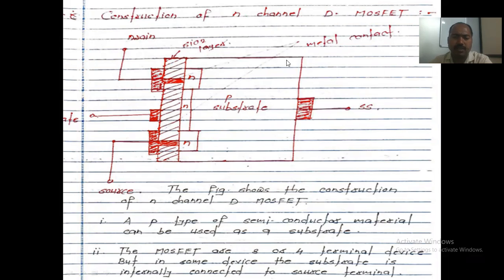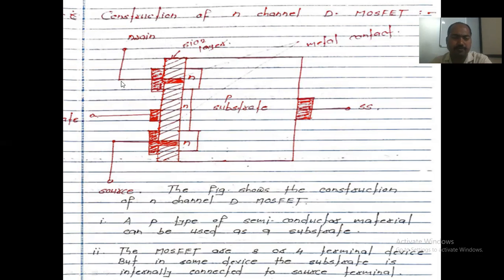Here we connect one of the important elements, that is the gate terminal. The gate terminal is directly attached to this layer. This layer is called the SiO2 layer. SiO2 indicates the silicon dioxide layer. The silicon dioxide layer is directly connected, and this acts as the gate terminal.